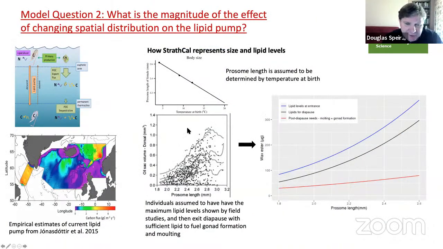The other model question, which I want to touch on very briefly here, is what's the magnitude of the effect of the changing spatial distribution on the lipid pump? Well, this is still a bit preliminary, but remember the idea of the lipid pump is caricatured by the picture on the left here. So on the top, we've got what's called the lipid shunt, which is the capture of lipids from phytoplankton by colonists. And then the descent into diapause, into the deep water, is called the lipid pump.